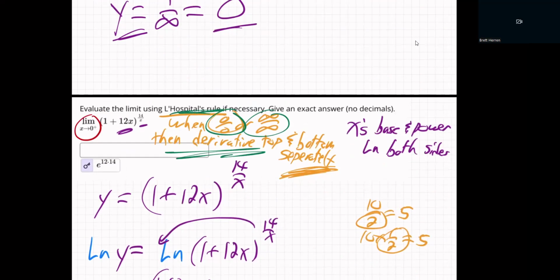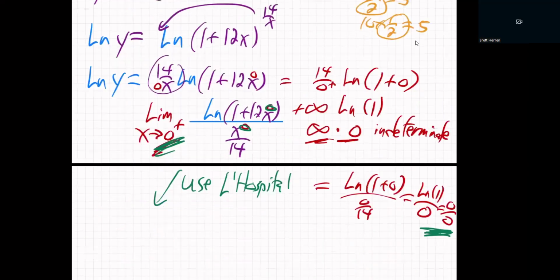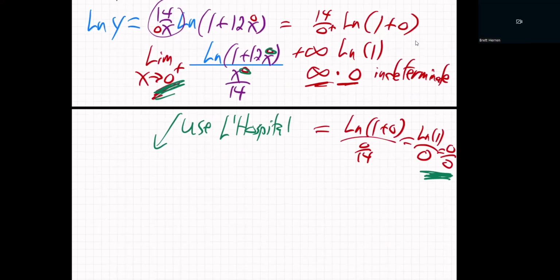When you get 0 over 0 or infinity over infinity, you're allowed to do L'Hopital. And what do you do when you do L'Hopital? You do the derivative of the top and bottom separately. So I'm going to go, all right, L'Hopital to the rescue. Put an H over my cosine, so everybody knows I'm doing L'Hopital. So then it's the limit as x goes to 0 from the right. And now let's do L'Hopital.